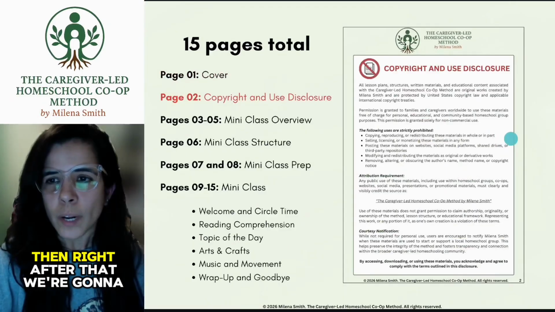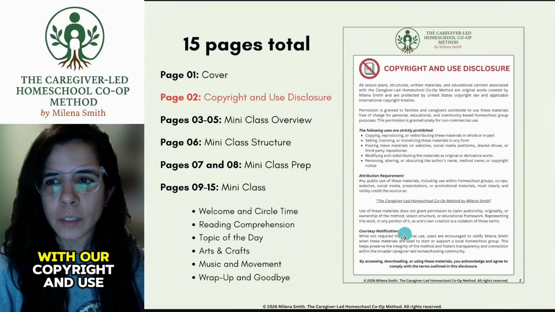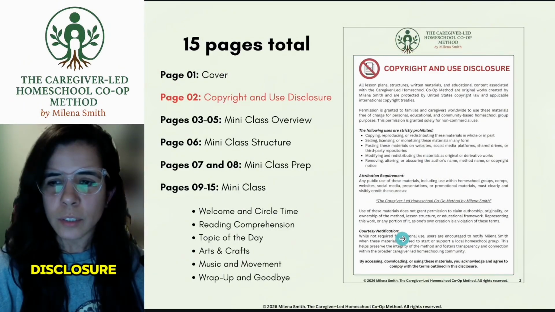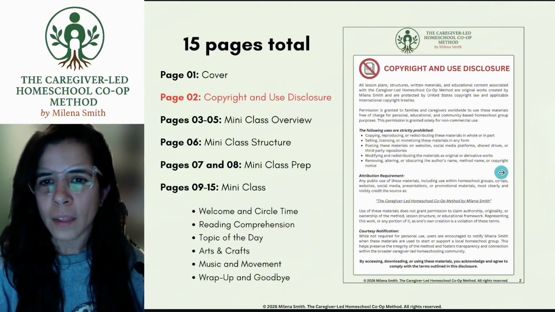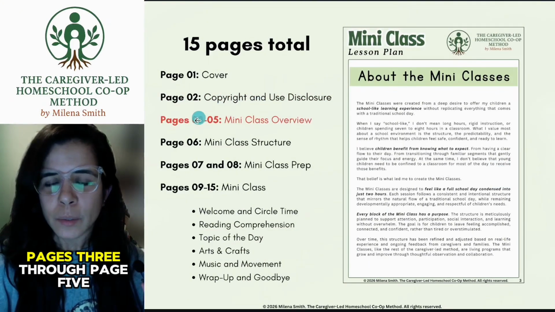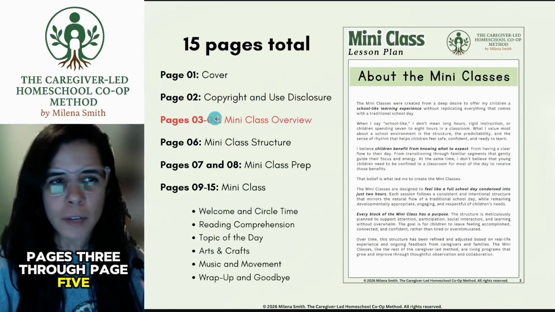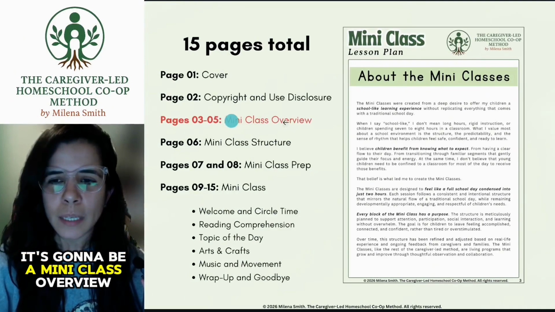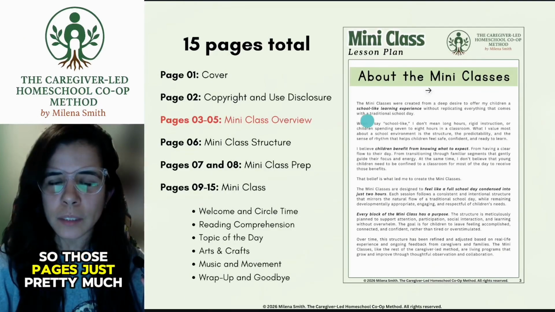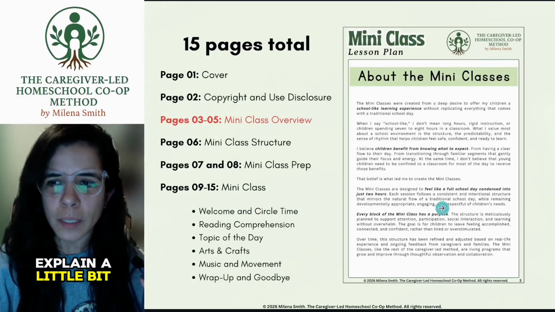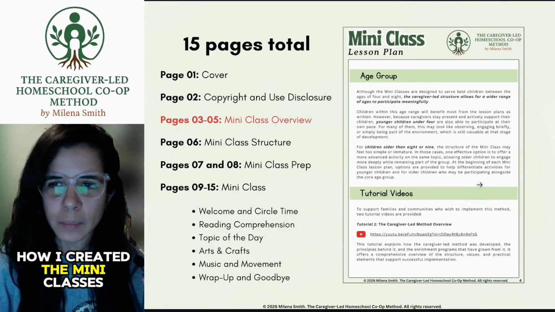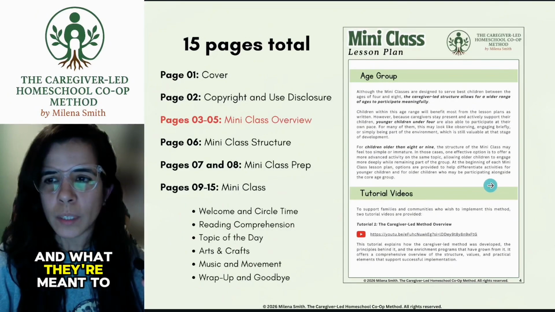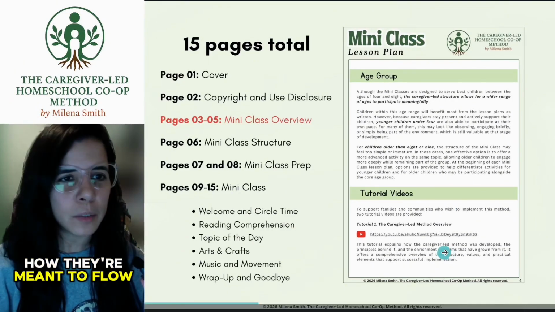Then right after that, we're going to have a page with our copyright and use disclosure, just protecting all the material that I have prepared for you to use. Pages 3 through 5 are a mini class overview. Those pages pretty much explain a little bit what the mini classes are, how I created the mini classes, and how they're meant to flow.